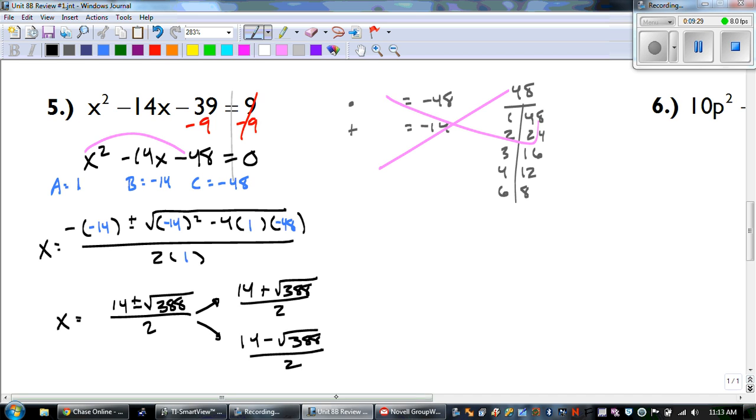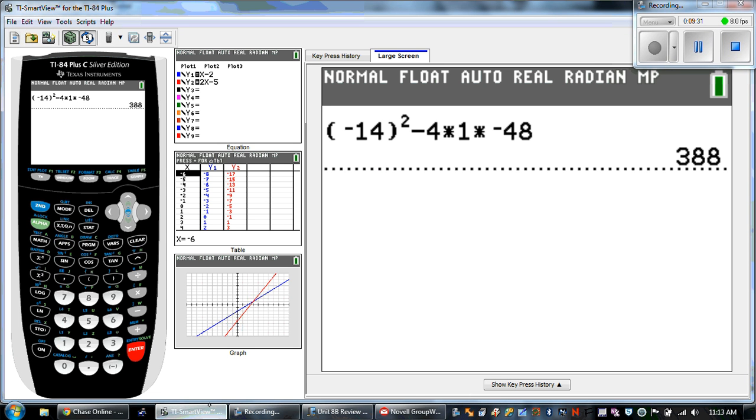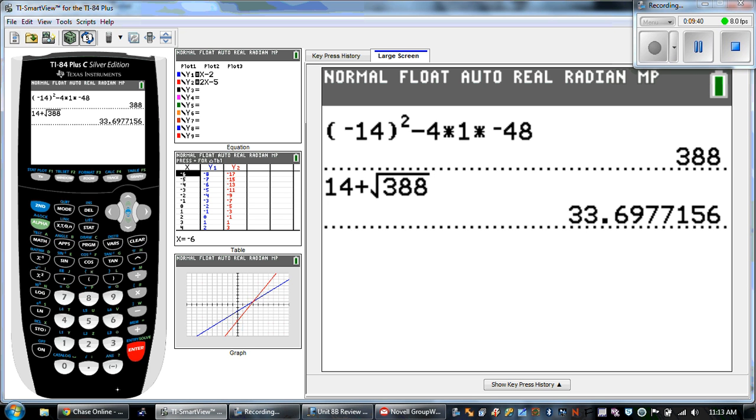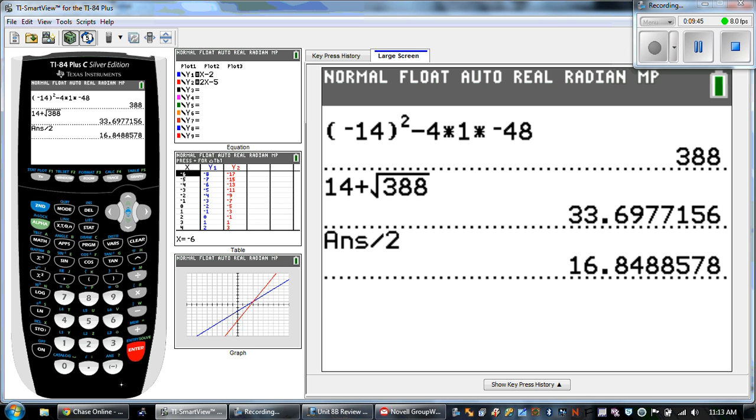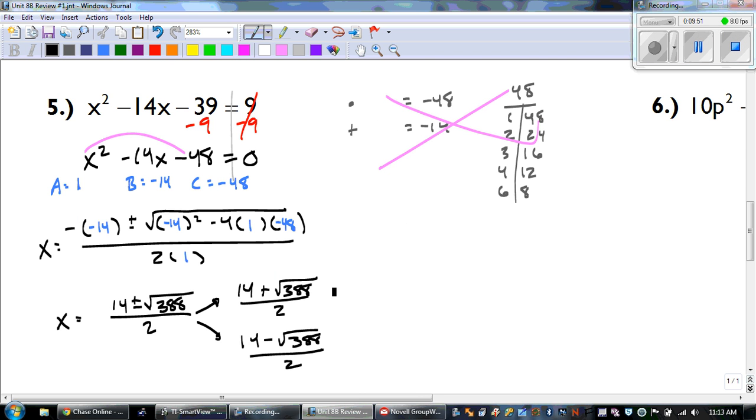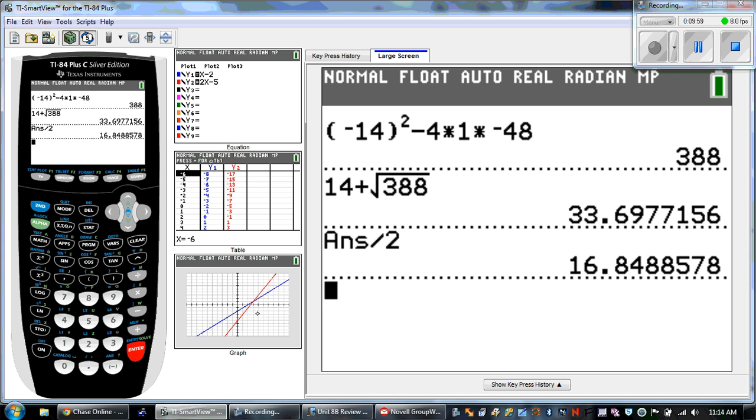Okay, now for each one of these, we've got to do this in our calculator. So I would do 14 plus the square root of 388, find out what my answer is, and then I have to divide that by 2. And that's going to be 16.85. So rounded is 16.85.